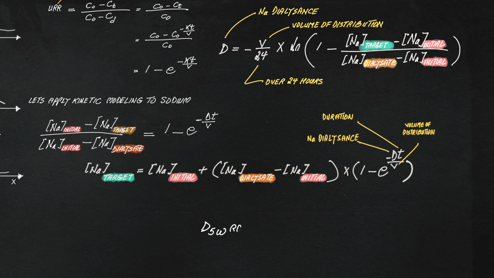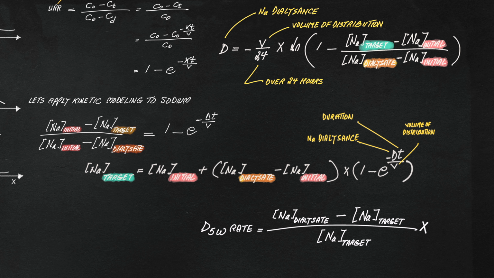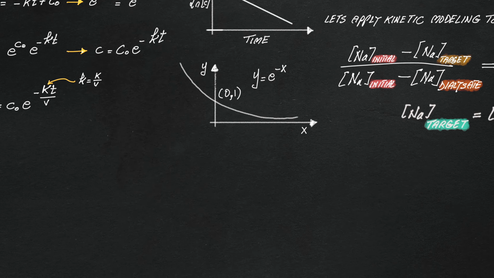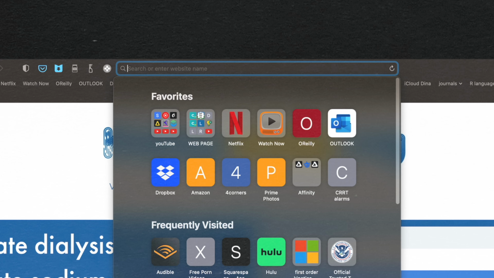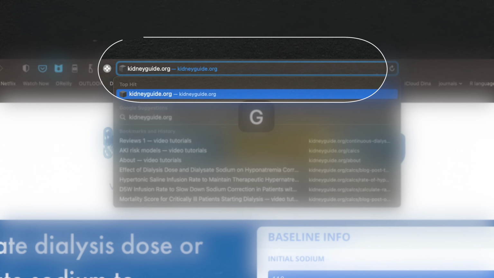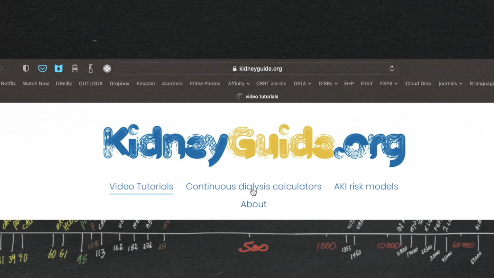In a similar fashion, you can predict the free water infusion rate to achieve and maintain the target serum sodium for a given dialysis intensity. Having reviewed all of that, you'll be happy to know that all you need to do to get some quick answers is log in to kidneyguide.org and click on the calculator section.